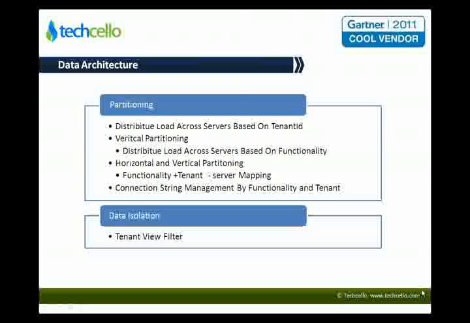So that's number one. So the moment you have such a partitioning, it's implicit that you need to be able to discover the connection strings at runtime, right? So you need to have this connection string abstraction that's going to identify which connection string needs to be used for the tenant and the functionality, and using that you will try to connect to the database.